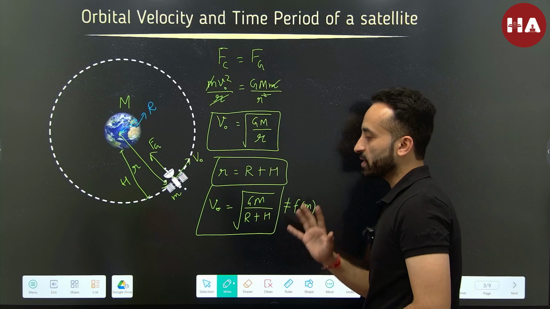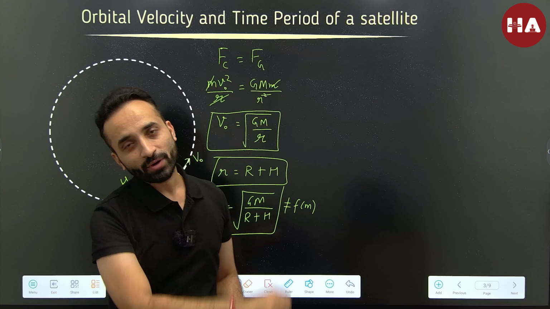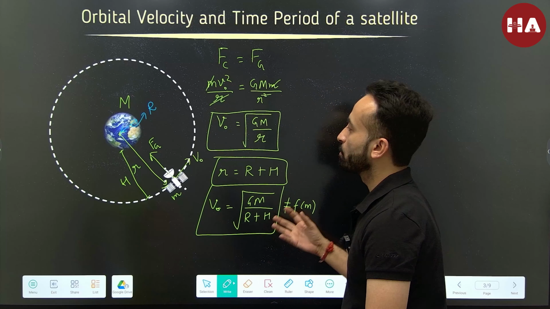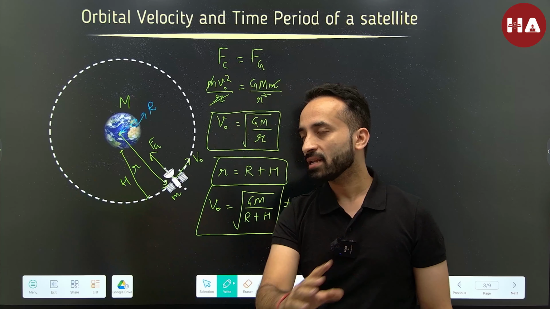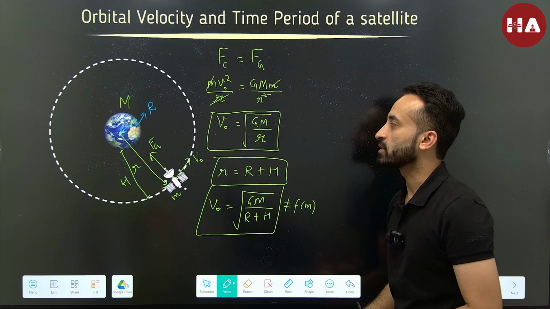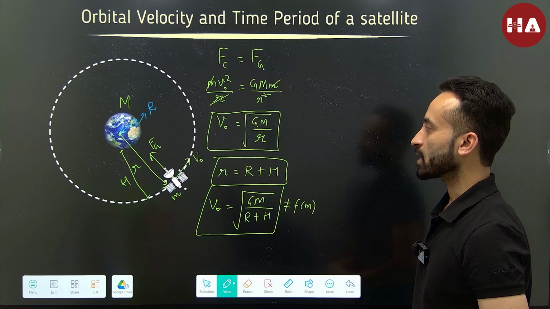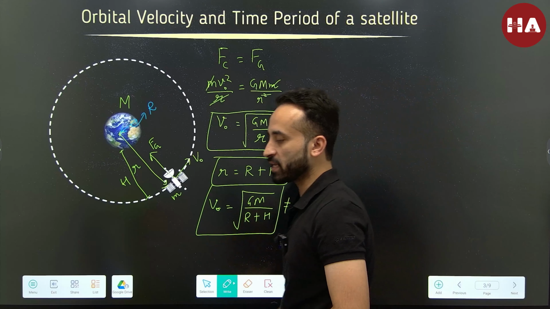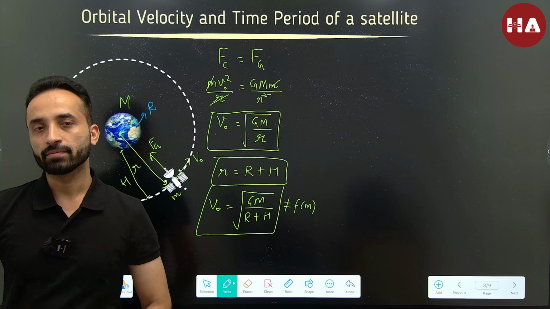So that's orbital speed. Now do you understand why Earth's pull is there, but still the satellite is unable to fall on the surface of the Earth, right? So that's about orbital speed. Write it down, then we move forward.